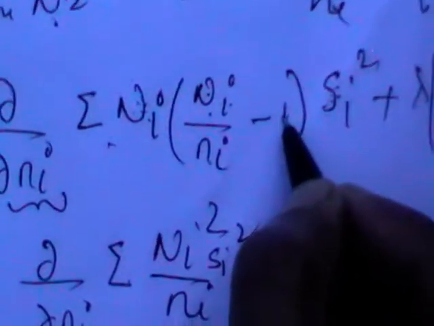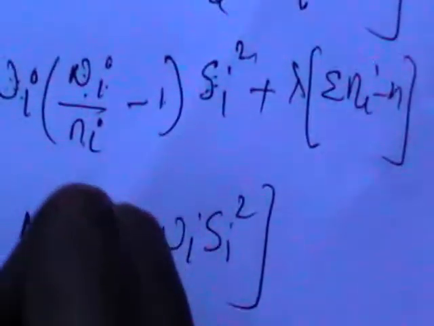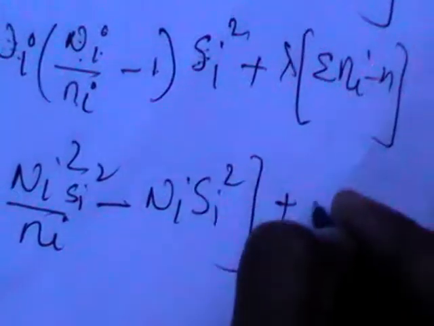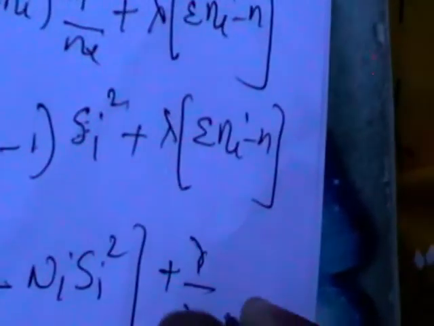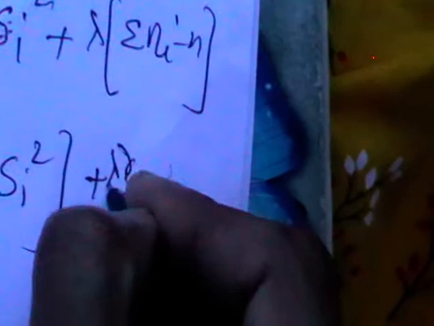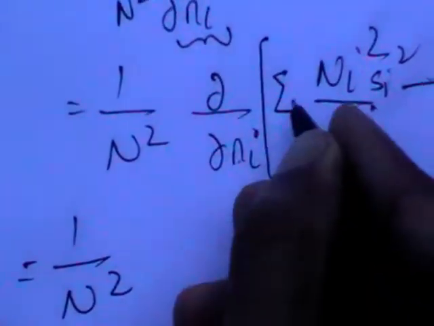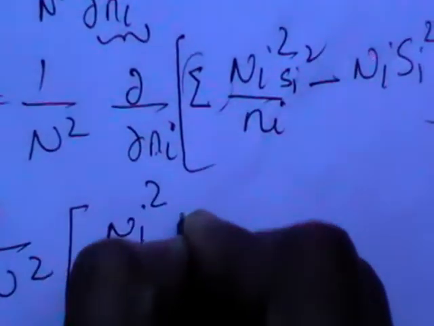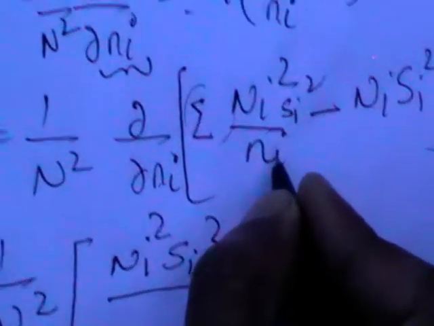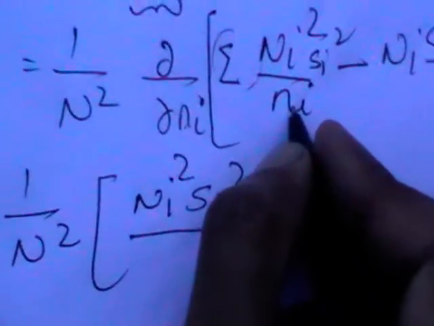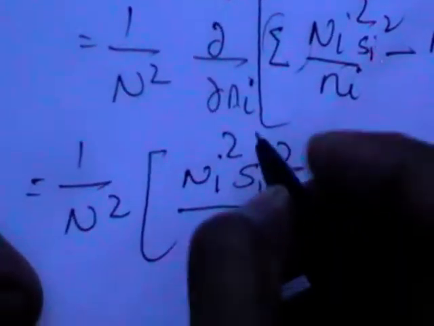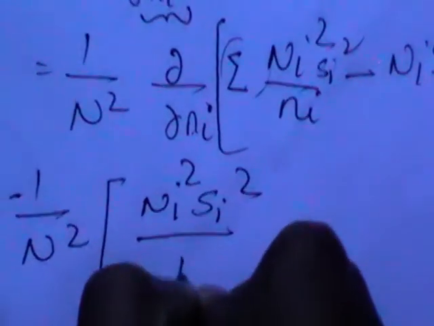Next term: Ni into 1, Ni into Si square, plus dou by dou Ni of lambda, which can be taken out as it is independent of i, (Ni minus n). So if you find the derivative partially with respect to Ni, you won't get sigma here. You will get Ni square into Si square, but it is in the form of 1 by x. What is the derivative of 1 by x? Its derivative is minus 1 by x square. So you will get minus 1 by Ni square.